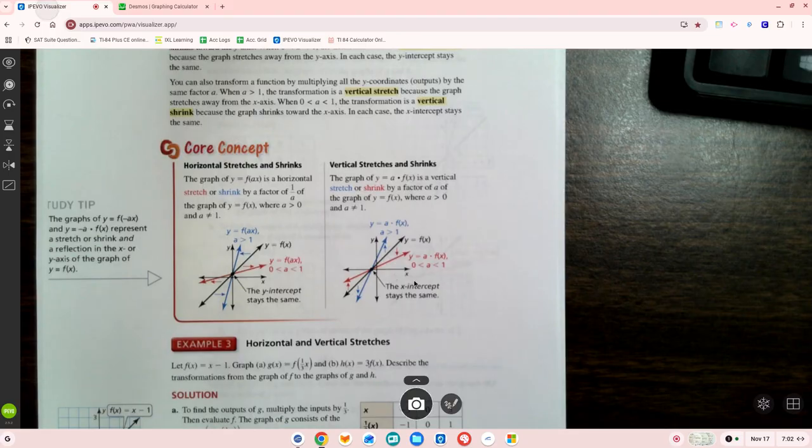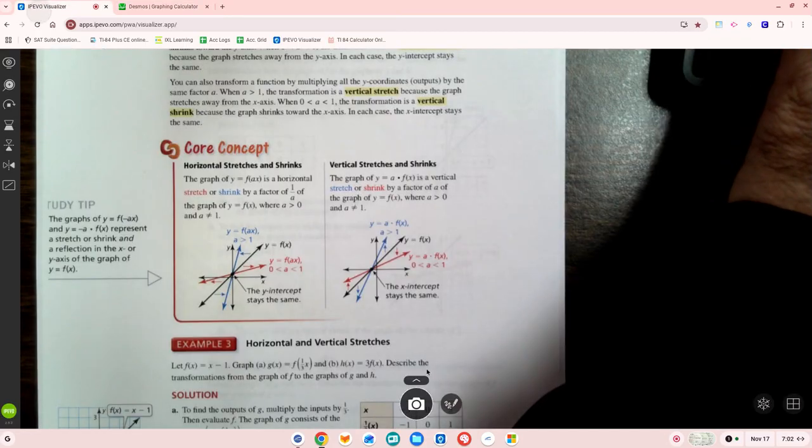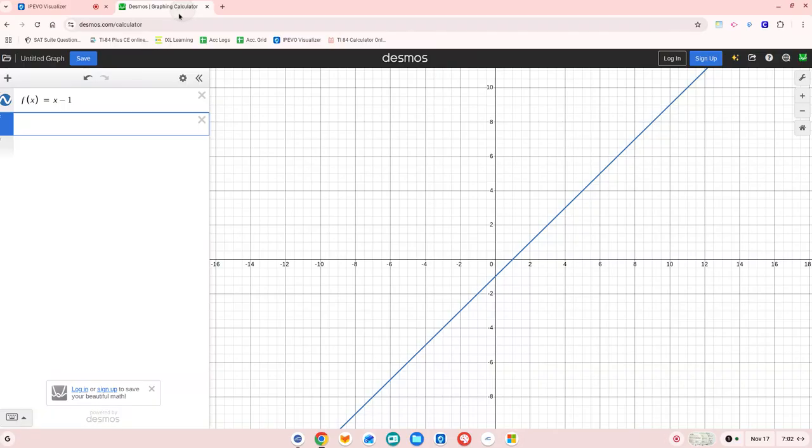Okay, and I tell you what, we're going to do this one first actually. H of x equals 3 times f of x. Let's see what happens here. So I said h of x, right? Yep, h of x equals 3 times f of x.